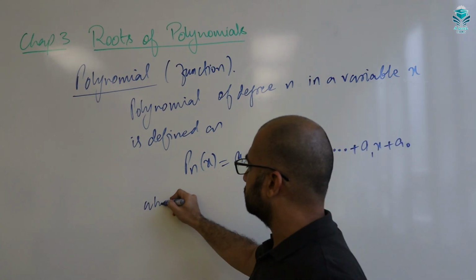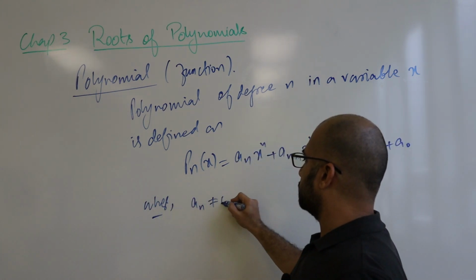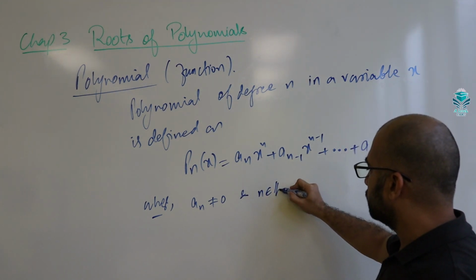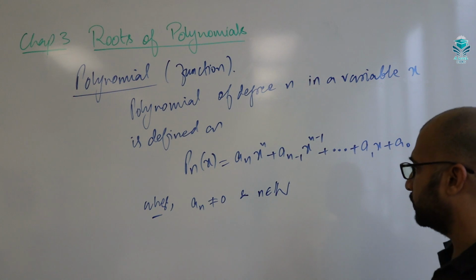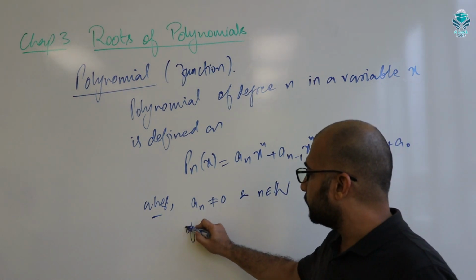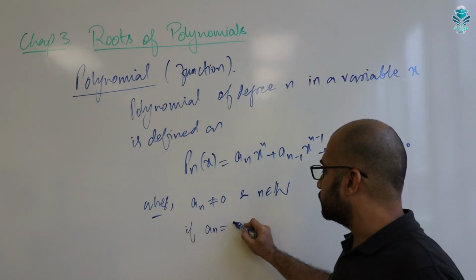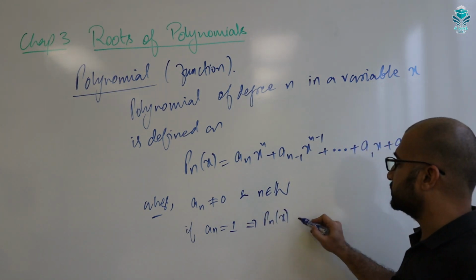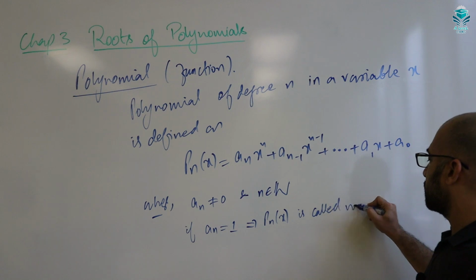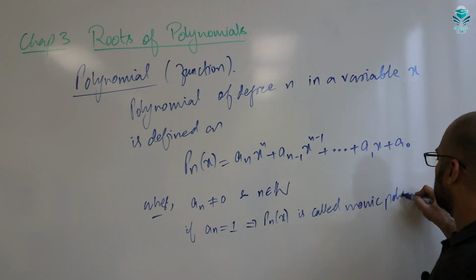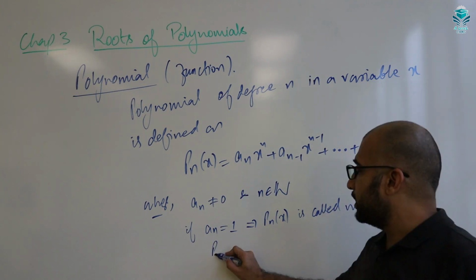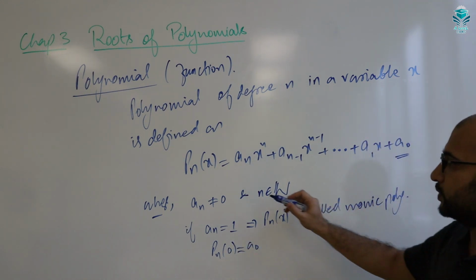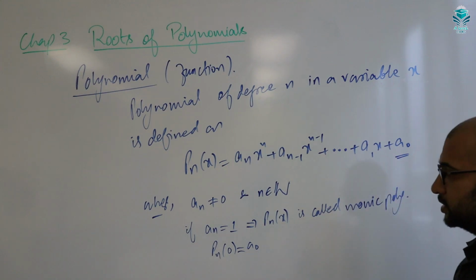where an is not 0 and n is a non-negative integer, so we can write it as n belonging to the whole numbers. So if an is 1, then the polynomial Pn is called a monic polynomial, and Pn of 0 is the constant term. If we substitute x equal to 0, we will get the constant term.